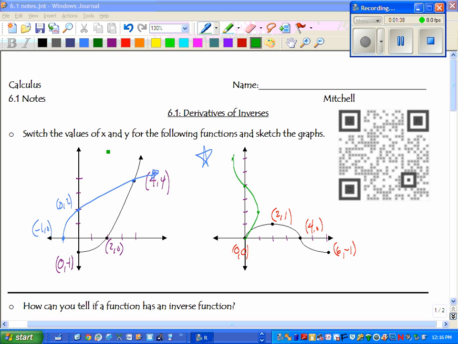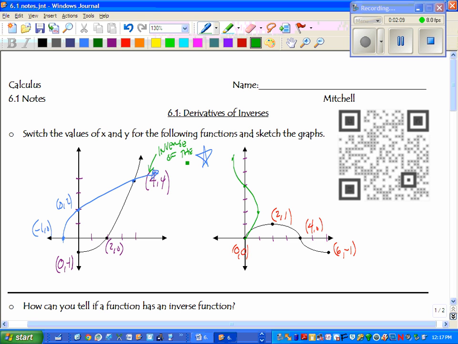Does anybody remember what it means when we switch the x and y values, what we end up with after that? Anybody? Alright, when we switch x and y, we end up getting the inverse of the original function. Remember, to find an inverse, we switch x and y and solve for the new y, which we'll talk about in a little bit. But this blue graph over here is the inverse of the original function.